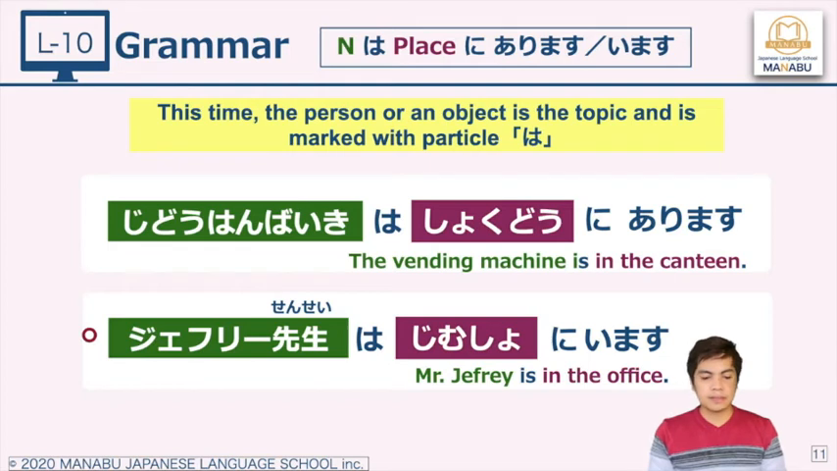Next example, Jeffrey sensei wa. So our subject is a person, so we will use the verb imasu in this case. Jeffrey sensei wa jimusho ni imasu. The place of existence is jimusho, the office. Then the particle ni imasu. Mr. Jeffrey is in the office.